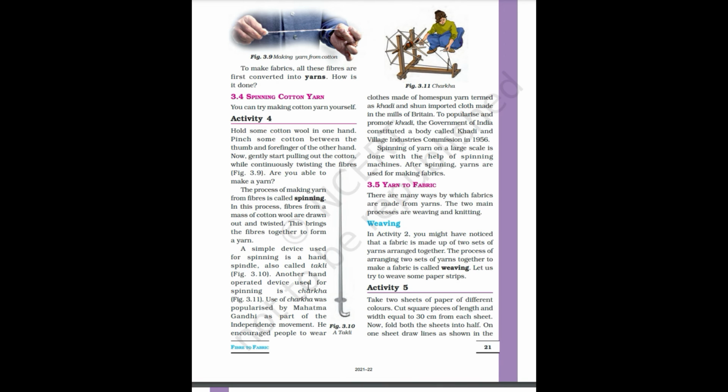Another hand-operated device used for spinning is the charkha. Figure 3.11. Use of the charkha was popularized by Mahatma Gandhi as part of the independence movement. He encouraged people to wear clothes made of homespun yarn termed khadi, and to shun imported cloth made in the mills of Britain. To popularize and promote khadi, the government of India constituted a body called the Khadi and Village Industries Commission in 1956. So this is important.